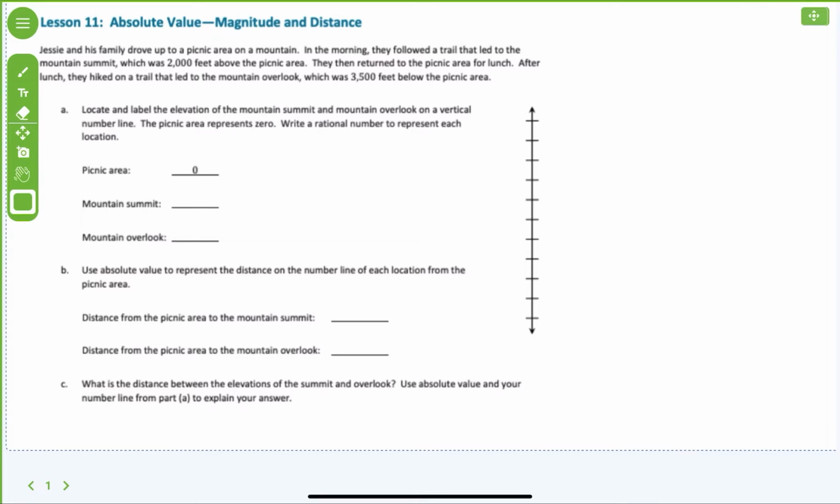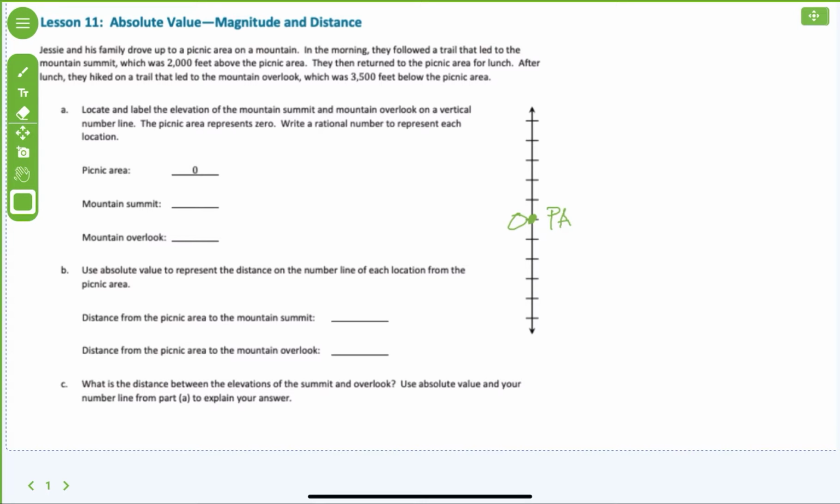Okay. So we need to find where we're going to put our 0. I like just putting it in the middle as close as possible. So let's call this the picnic area, or 0. Okay. 0 is the picnic. Let's call it PA, picnic area.